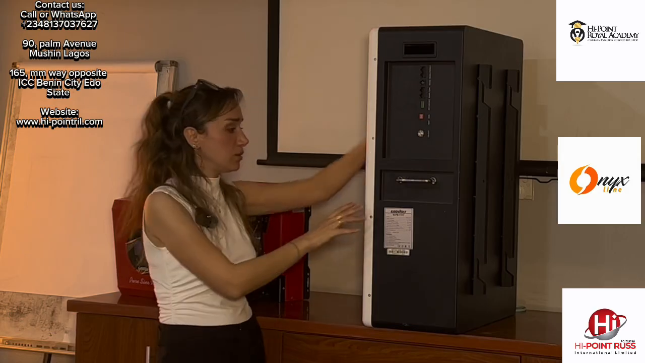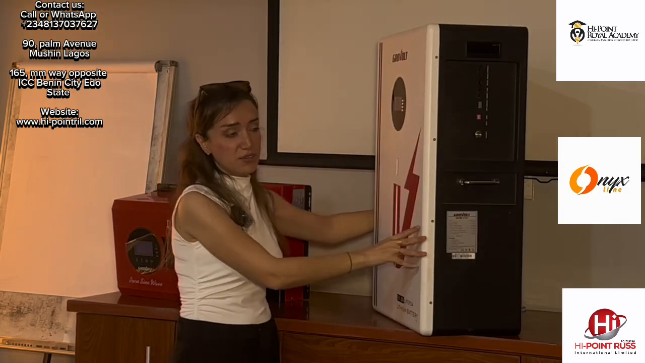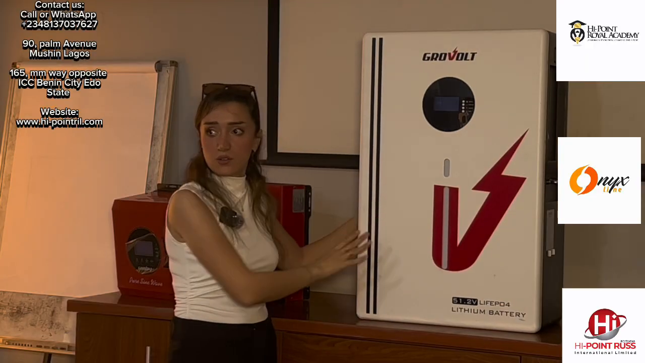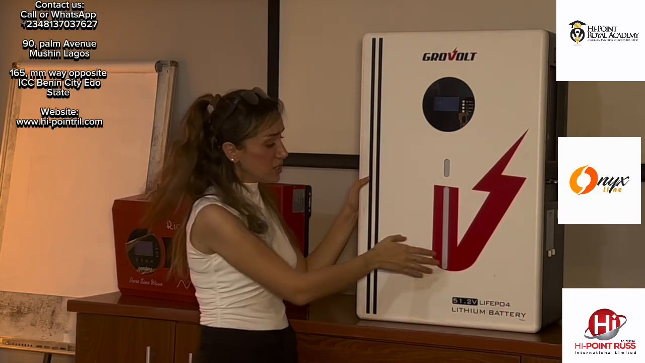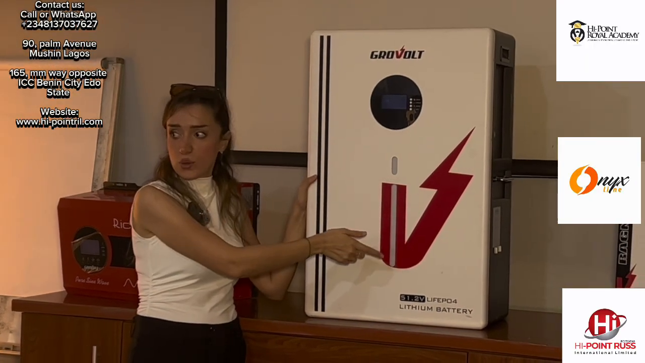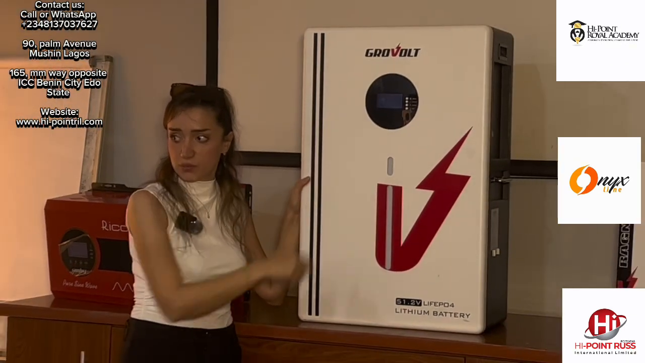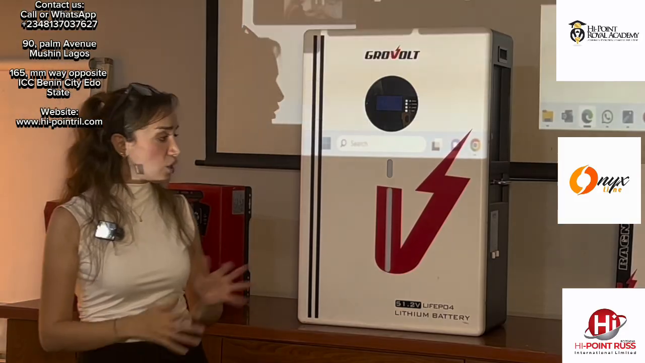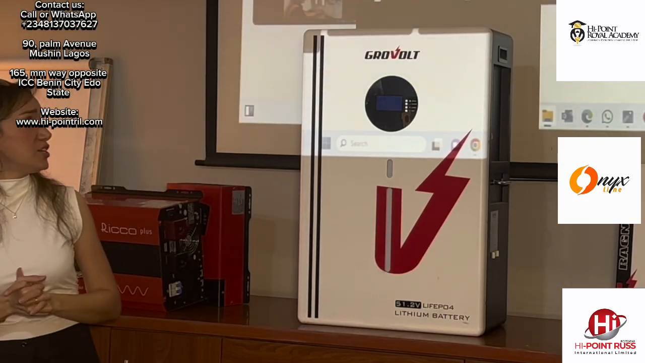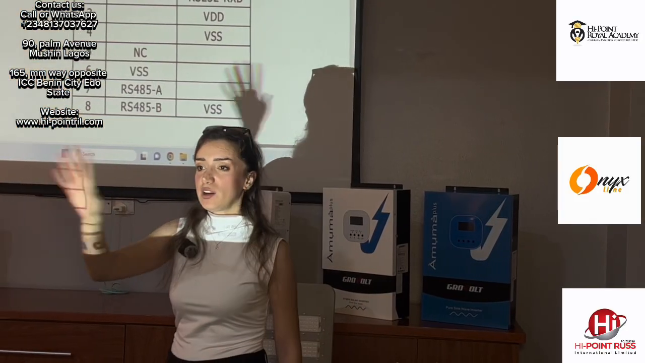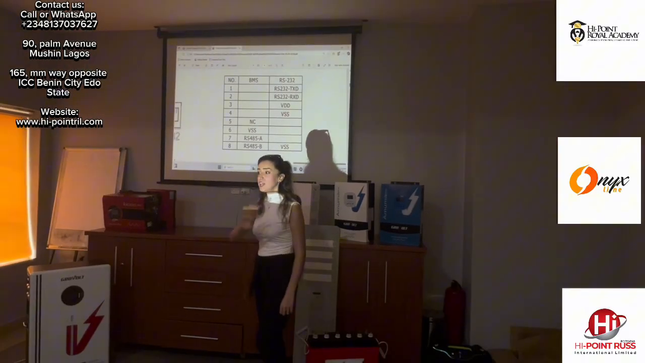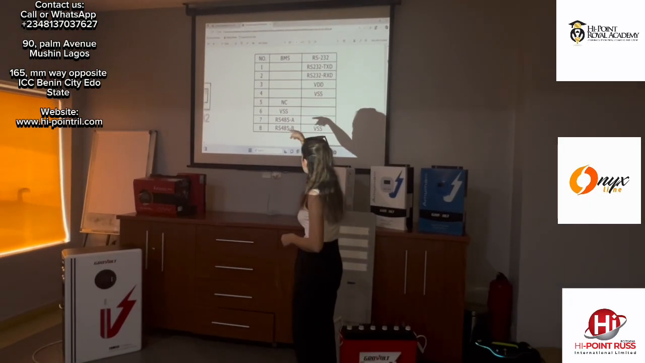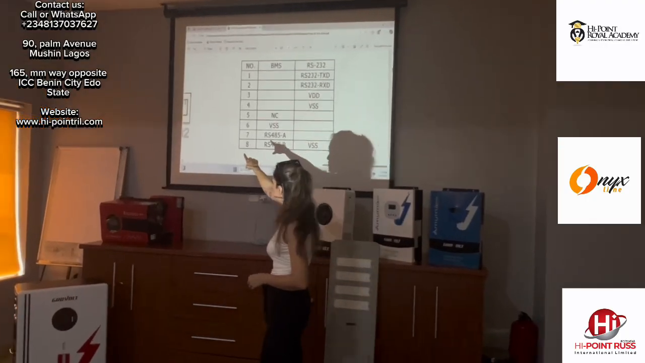Okay, this battery has a 5 years warranty. This light comes up when it's charging, so you can see it. This is all about the low voltage lithium battery. When you want to connect any inverter with any lithium battery, you have to check this box. Check this one here.